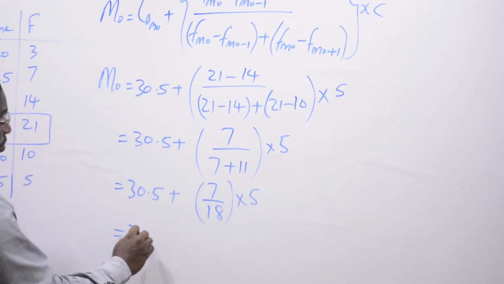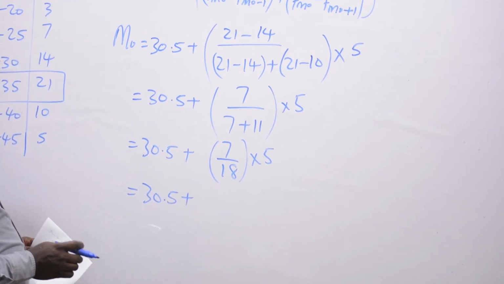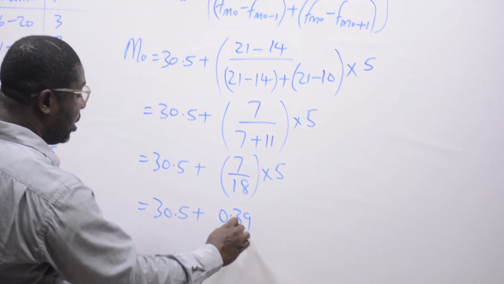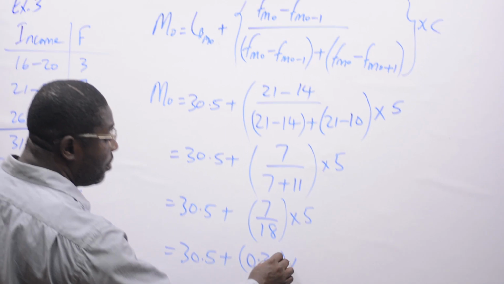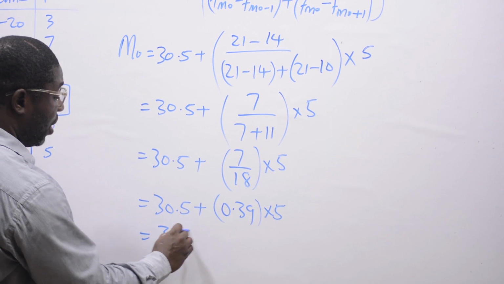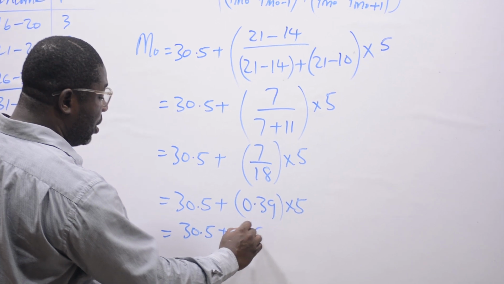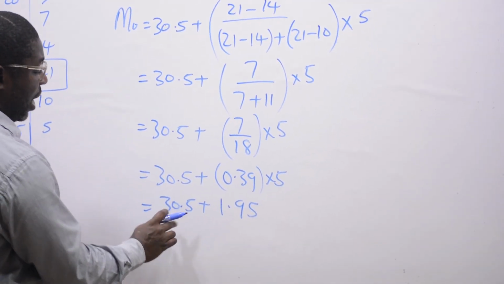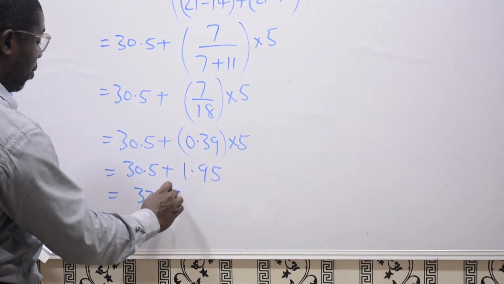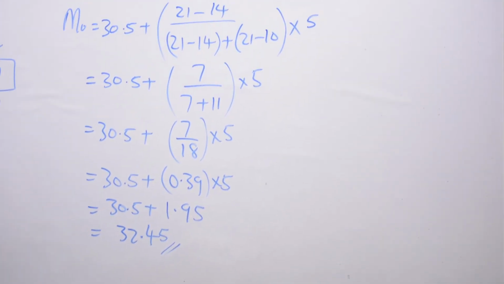We continue. We have 30.5 plus 7 over 18. What would that give us? Use your calculator. 7 over 18 will give us 0.39. 0.39 times 5, I will deal with this first. So this becomes 30.5 plus 0.39 times 5, which will give us 1.95. And if you add these two, this should give us 32.45. So this is the mode of this distribution.